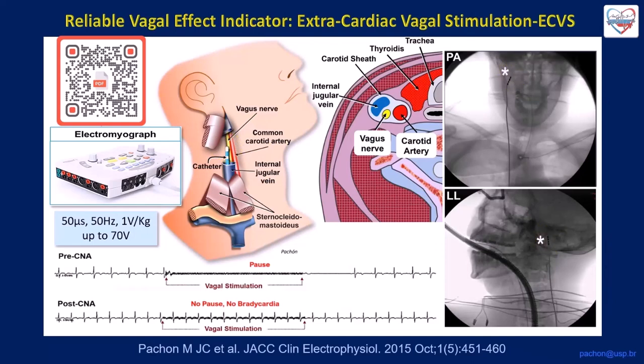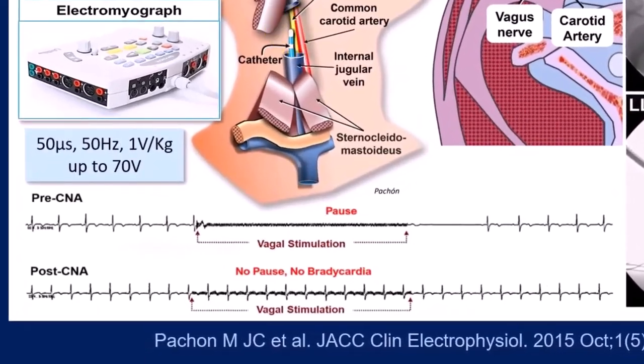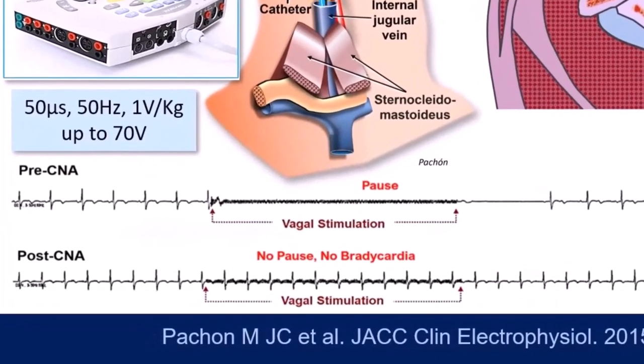To study directly the vagal innervation, we developed the extracardiac vagal stimulation. In this method, we advance a catheter through the superior vena cava and internal jugular vein up to the jugular foramen. This point is very close to the vagus nerve, allowing non-contact vagal stimulation that causes asystole or high-degree AV block. This maneuver can be repeated as many times as necessary during electrophysiological procedures.